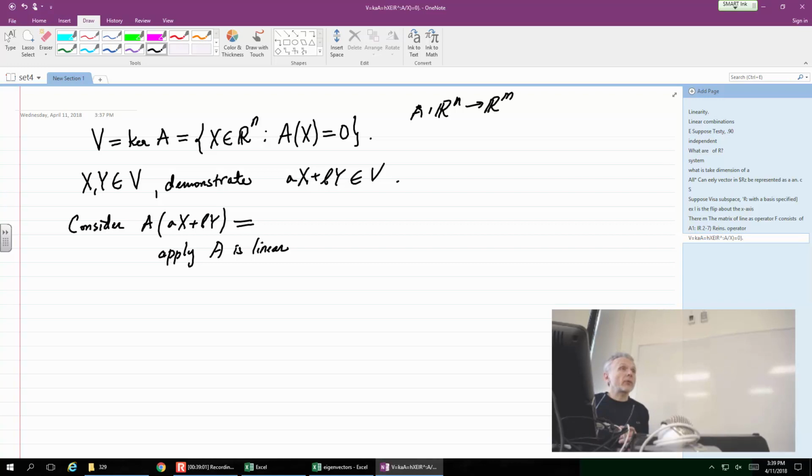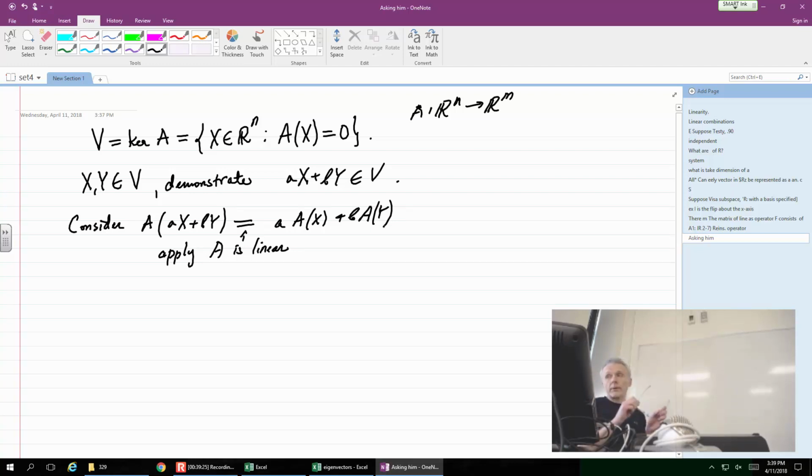It puts A inside: A is outside, B is outside, and the summation outside. I could take it out. Okay, so I'm using the linearity of A. It will be a A of x plus b A of y. Yes. Okay, so that's the linearity.